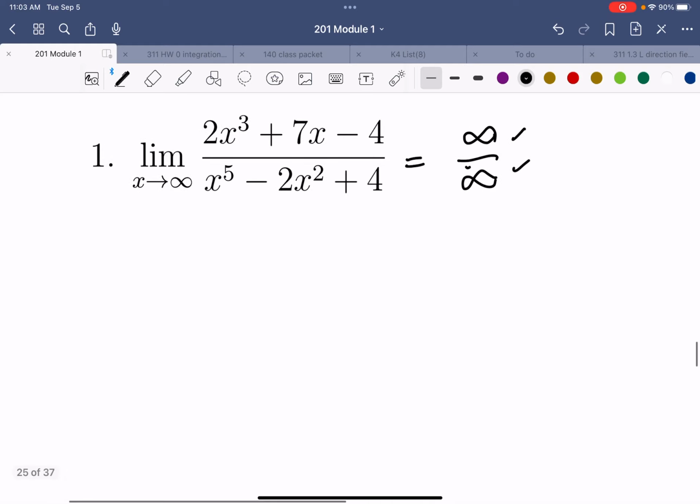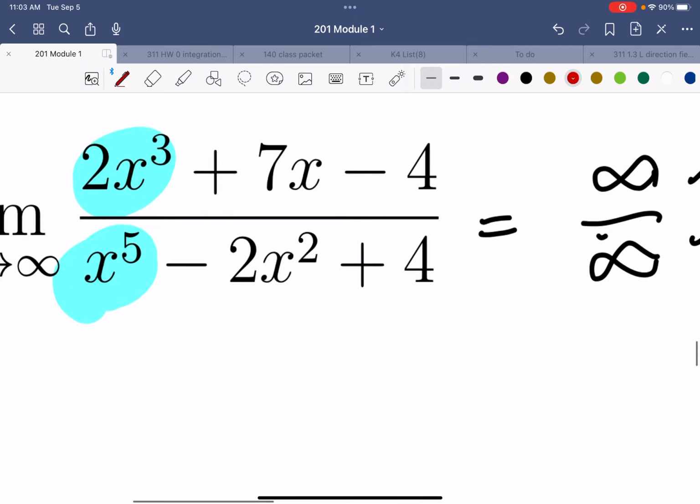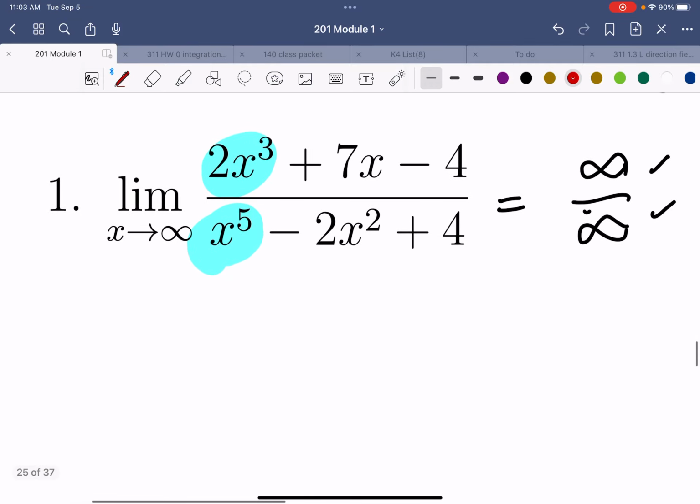So now I need to get rid of one of the leading powers. So I've got a 2x cubed and an x to the 5th, and I want to get rid of the smaller of the two powers. So I'm going to get rid of the x cubed. So that means I'm going to multiply top and bottom here by 1 over x cubed.